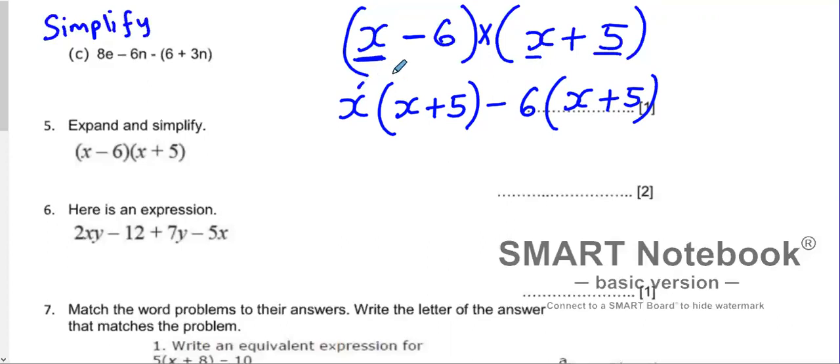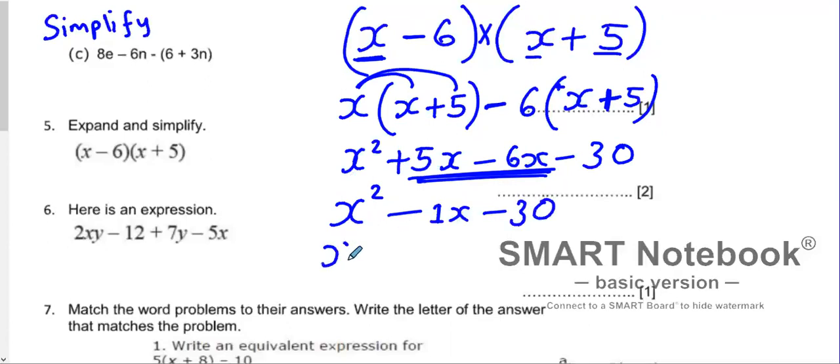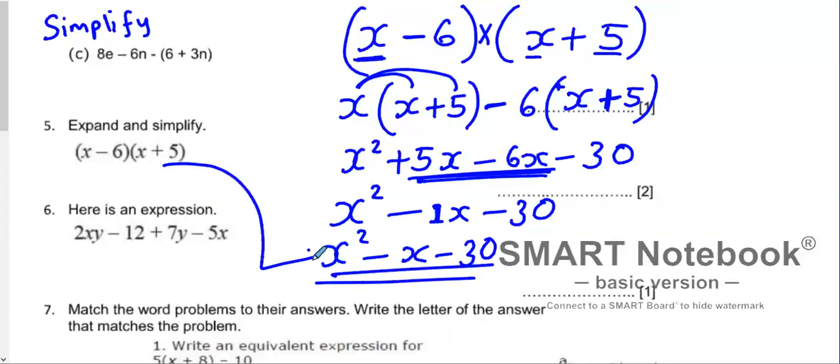One more step: x times x becomes x squared. x times 5 becomes 5x. Negative 6 times positive x becomes negative 6x. And negative 6 times positive 5 will be negative 30. Upon collecting like terms, 5x minus 6x will be negative 1x, minus 30. Or you can simply ignore the 1 and write minus x minus 30. This becomes the final answer for this question. I hope that helps. Then you can move on.